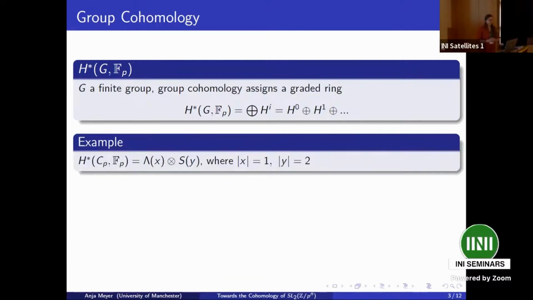One very simple example is the cohomology of the cyclic group on p elements with F_p coefficients. This is just given as the exterior algebra on one generator in degree 1 and the symmetric algebra on a second generator in degree 2. This only works for odd primes. For p equal to 2, we have a slightly different one, but it's also very well known.